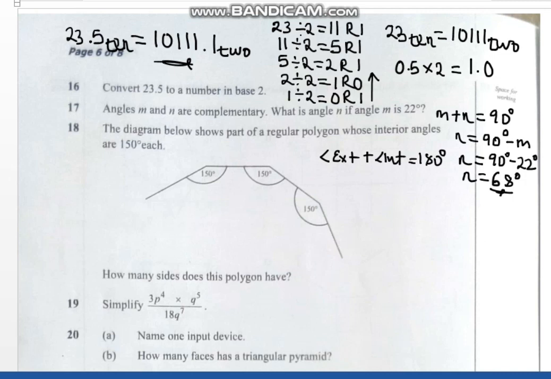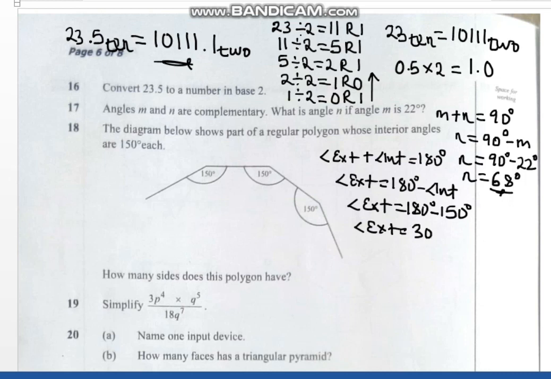Since we've been given the interior angle, to find the exterior angle we'll just subtract 180 minus the interior angle. So the exterior angle will be equal to 180 take away 150 degrees. This will give us the exterior angle as 30 degrees.